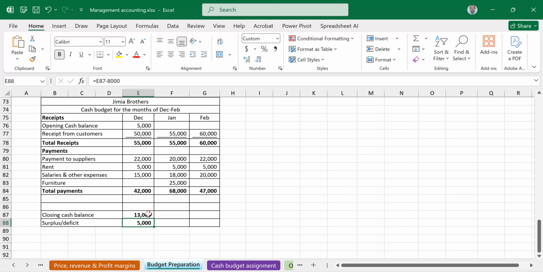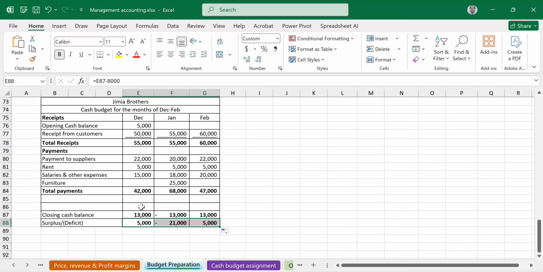Surplus is 5. Now, this formula here should be dragged across. Then this formula here should also be dragged across that way. Simply drag this across and also drag this across.